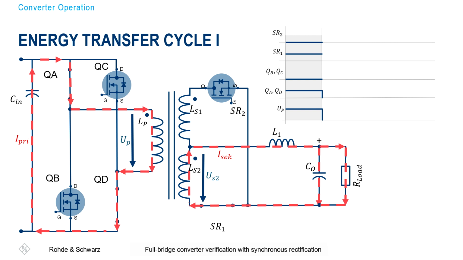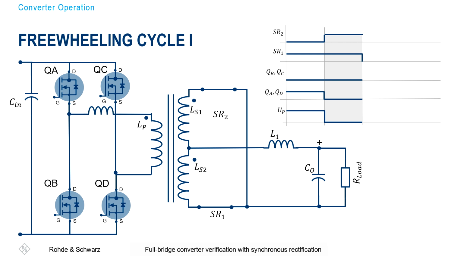Okay, so question is now, what can we do next? So we have at the moment 2 switches closed or in on-state, and the only thing we can do is to open them. So QA here and QD on the primary side we will open. And then what will happen is basically we have a current flow on the secondary side due to the energy stored in this power inductor, and that is pushing the current into the load and the output capacitors and back through the windings, the secondary windings.